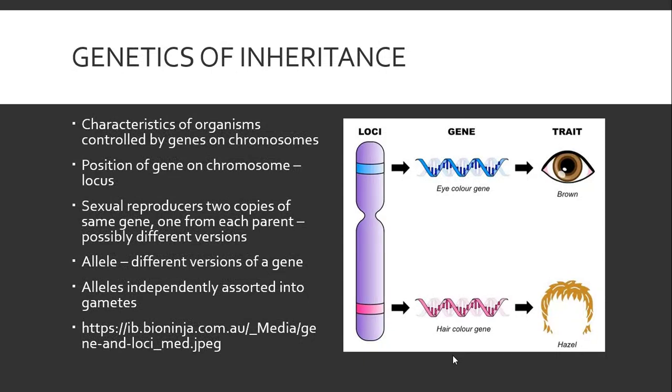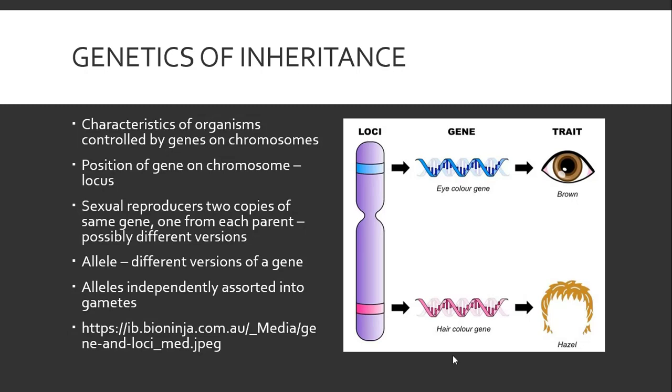So, the genetics of inheritance: we know that characteristics of organisms are controlled by genes on chromosomes, but it's important to realize that this is a fairly new idea because we have only mapped the human genome in the past 20 years. It was completed in 2001, and we are still breaking down the billions and billions of combinations of genes to figure out what causes certain diseases, what causes certain inheritance patterns. We just don't know everything yet.